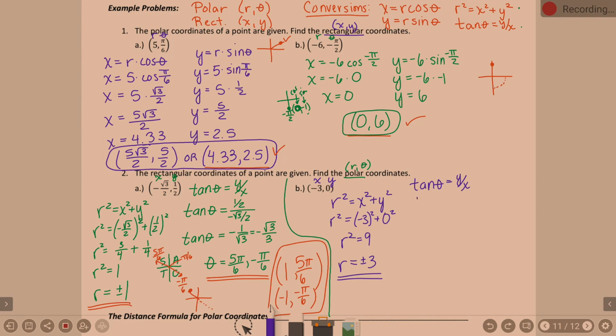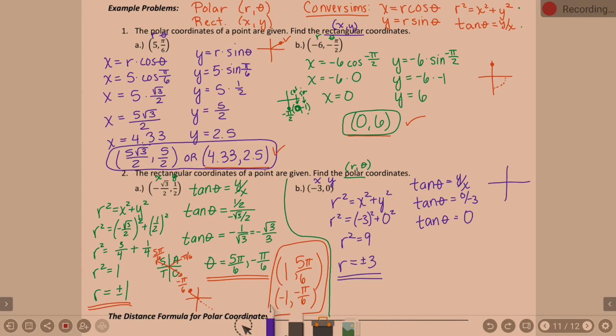With that in mind, tangent of theta is equal to 0 over negative 3. Of course, 0 divided by anything is 0. And so we're being asked, when does tangent equal 0? Well, keep in mind, the easiest thing I can say is think about it as sine over cosine, so think about it as y over x. We're looking for any place that sine equals 0.